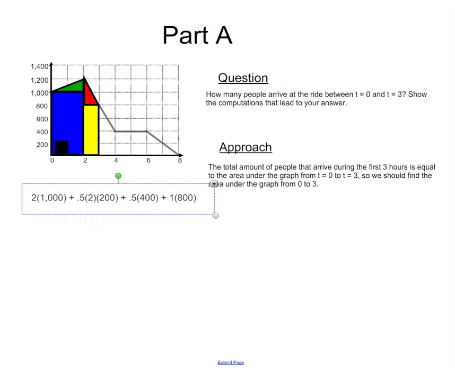2 times 1,000, half times 2 times 200, 5 times 400, 1 times 800. When that's done, we get the answer of 3,200.